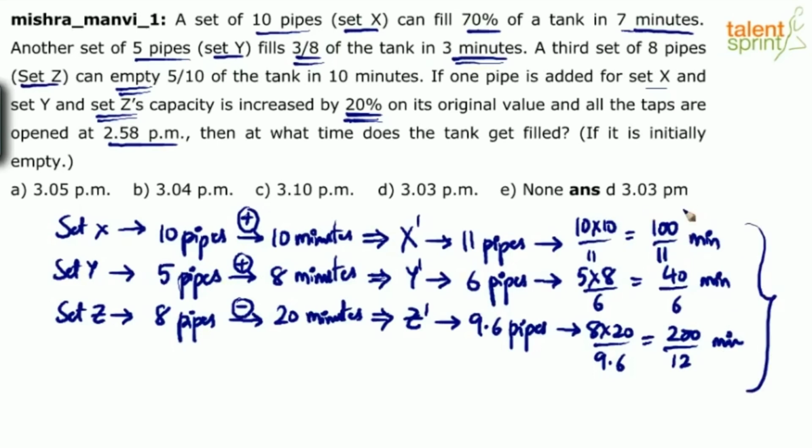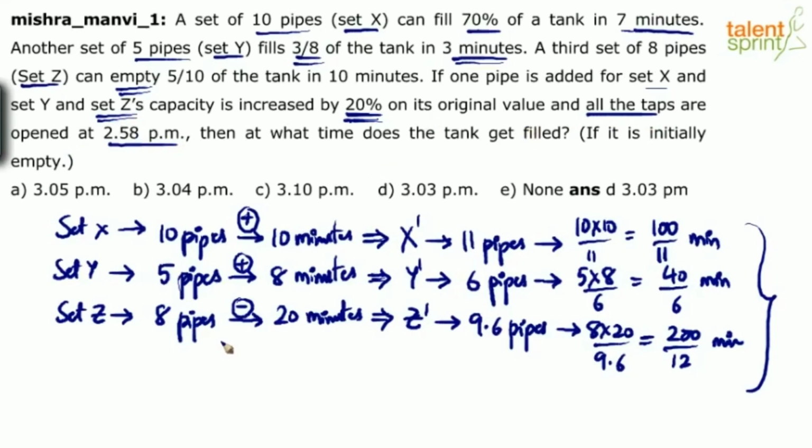One pipe can fill the tank in 100 by 11 minutes. The second pipe can fill the tank in 40 by 6 minutes. The third pipe can empty the tank. Remember, Z is emptying the tank. It can empty the tank in 200 by 12 minutes. If all three are working together, all the taps are opened at 2:58 p.m., then how much time will it take to fill the tank?